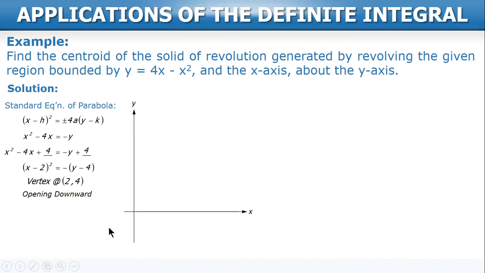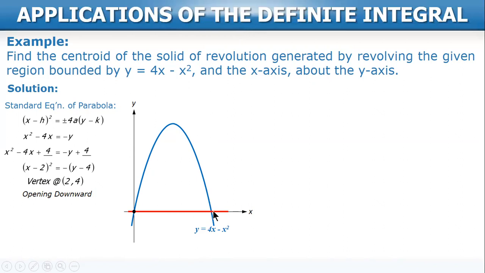So let's plot this. It will open downward. Okay. It passes through the origin because when you substitute x equal to 0, if x is 0, y is also equal to 0. Okay. So you have this line, the x-axis. So this is the bounded region. So one point of intersection is the origin.